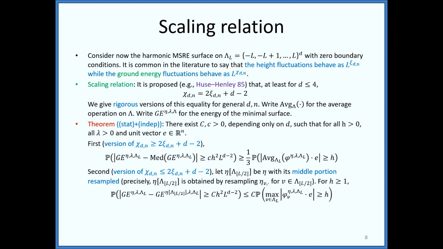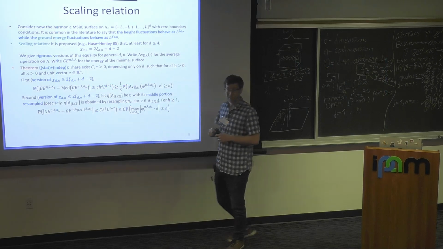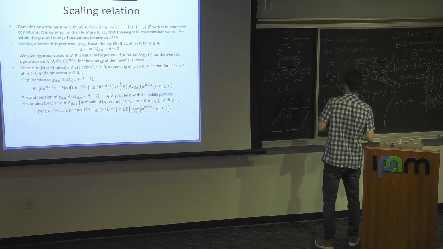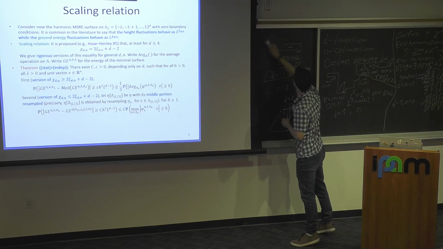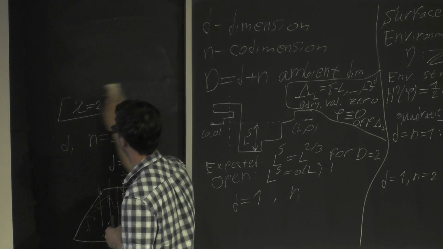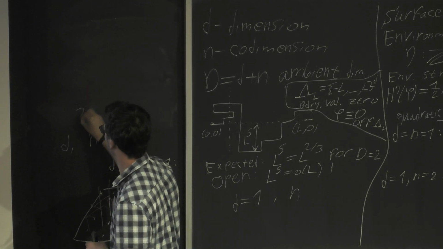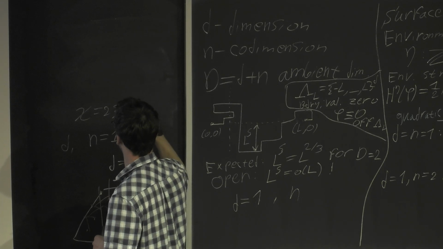In the other direction, we use slightly different notions of ground energy fluctuations and height fluctuations. The height will be measured by the maximum. Instead of taking the average height or the pointwise height, we take the maximum. Compared to pointwise, it's rather compatible. And for the energy, let me explain what is written here for the energy fluctuations. So maybe I will have to erase something. Let me erase this. So I'll just keep the scaling relation on the board here.